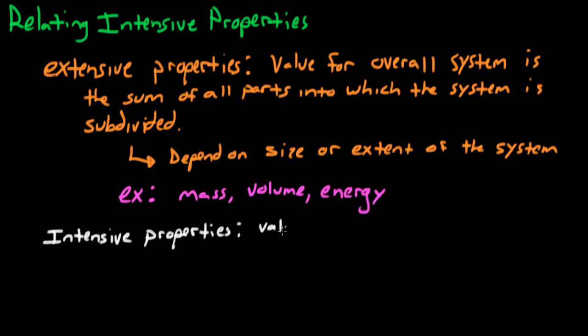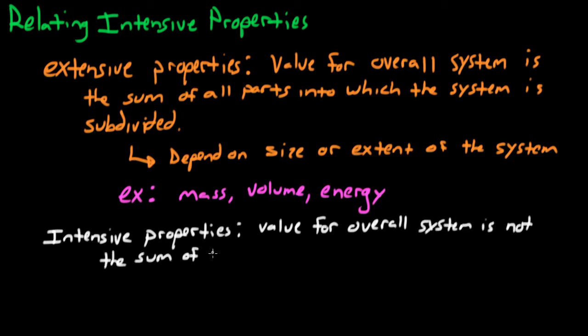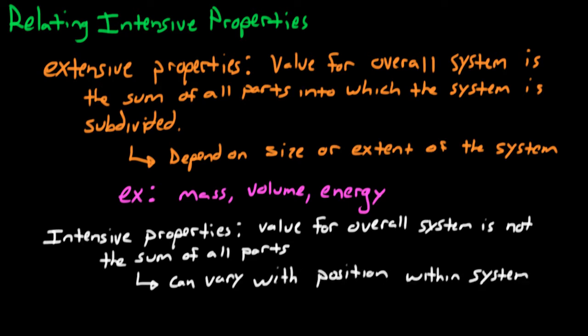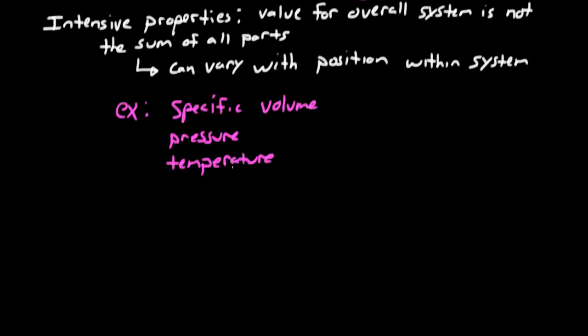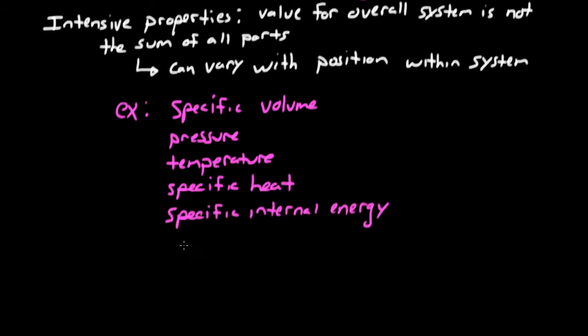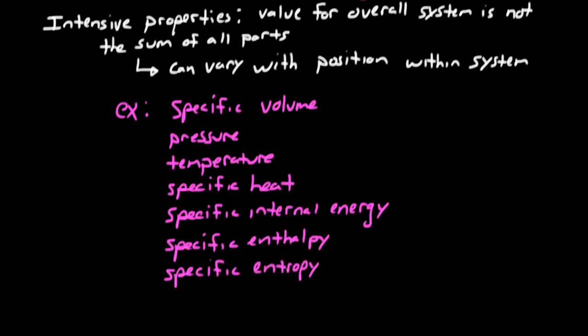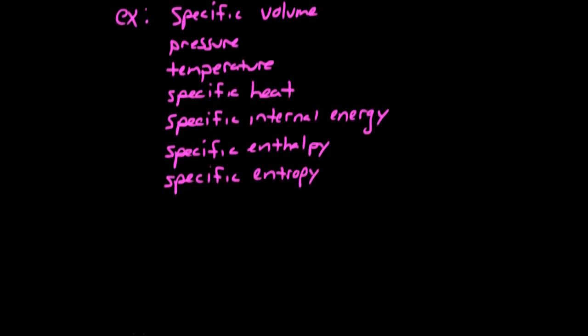By comparison, the intensive properties, their value for the overall system is not the sum of all the parts. In other words, it can vary with position within the system. We're going to run into a lot of intensive properties. Some of them are specific volume, pressure, temperature, specific heat, specific internal energy, specific enthalpy, and specific entropy. The question is, how do these relate?